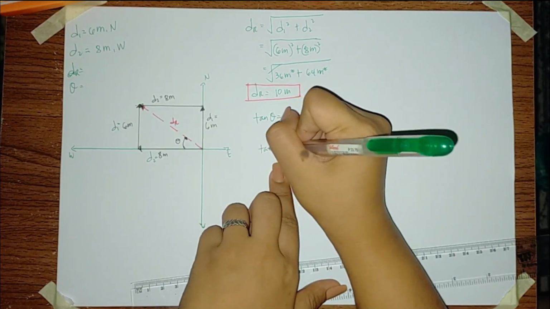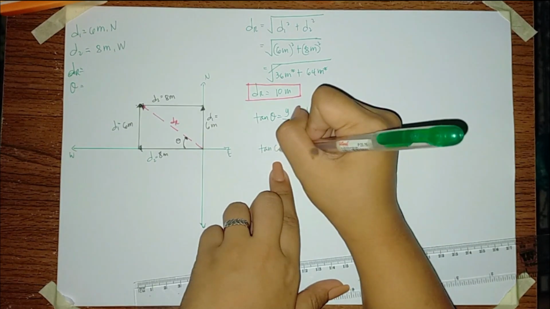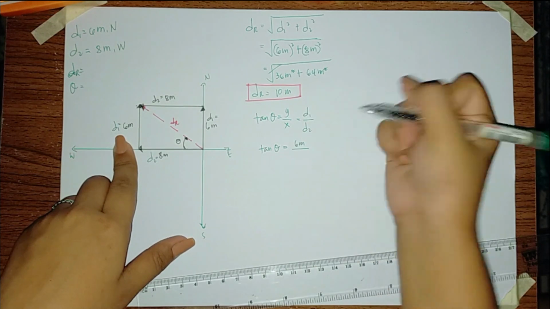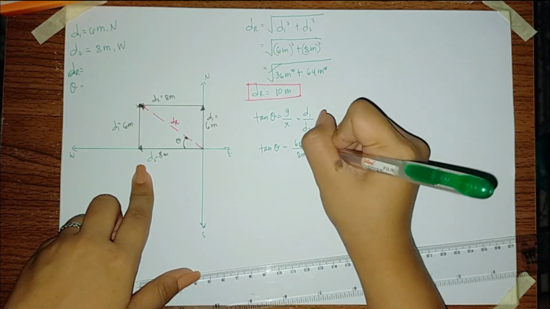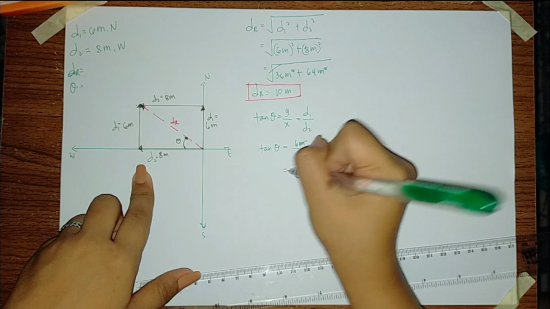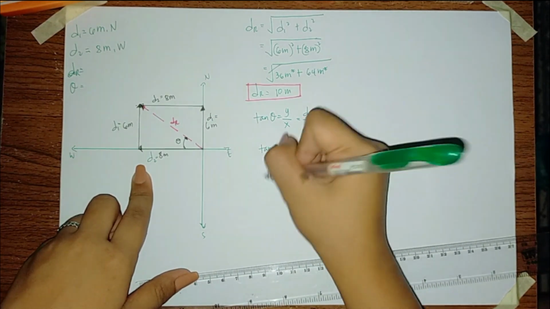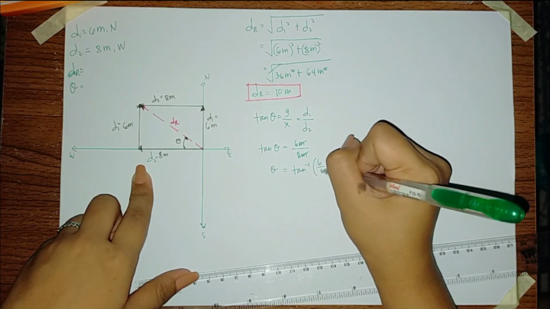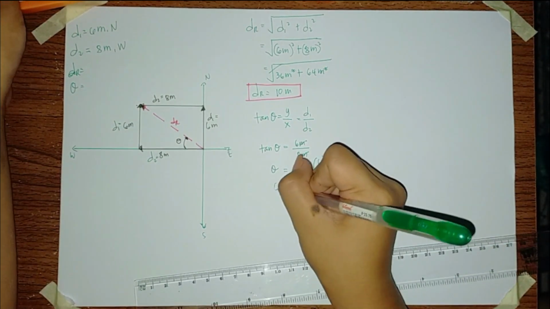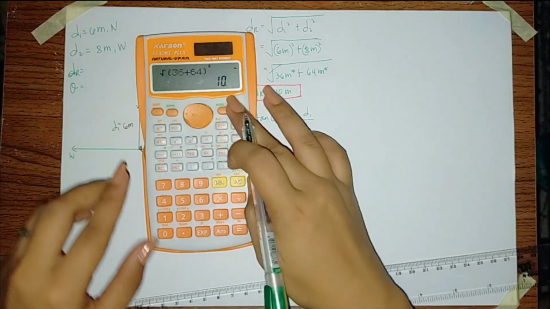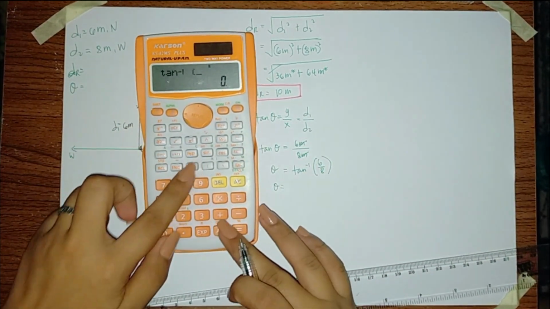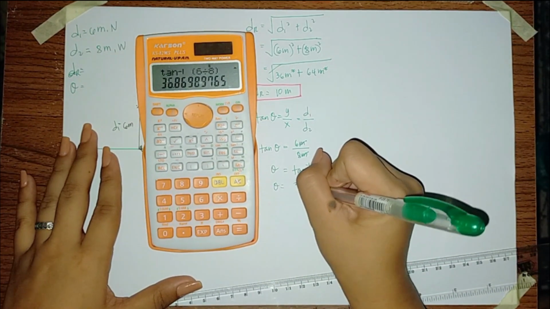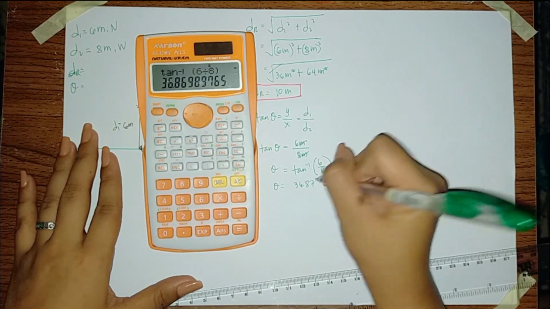After that, just simply substitute the values. So, tangent theta is equal to, D1 is 6 meters, D2 is 8 meters. Cancel the unit. So, we have theta equal to inverse tangent, enclose the fraction in a parenthesis, and there it is. We can solve now for our angle. Shift tan 6 divided by 8. We have 36.87 degrees.